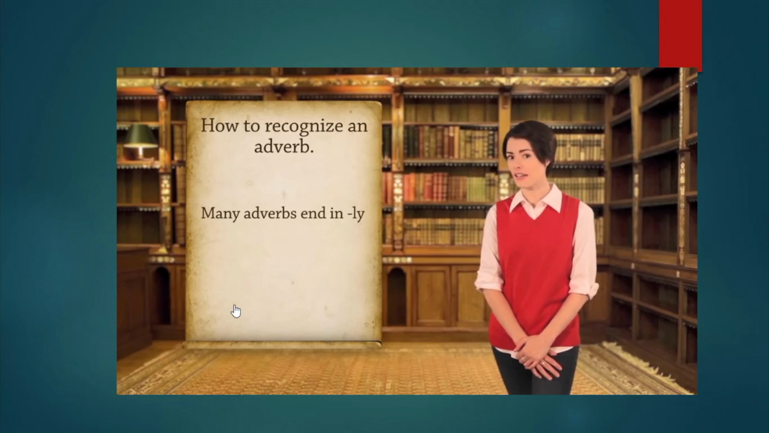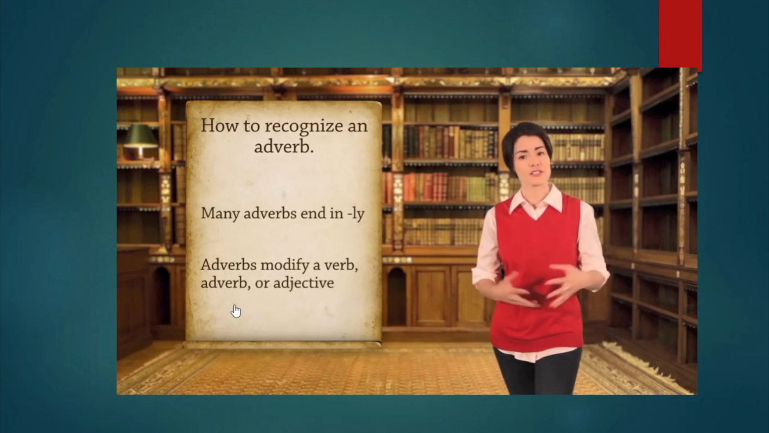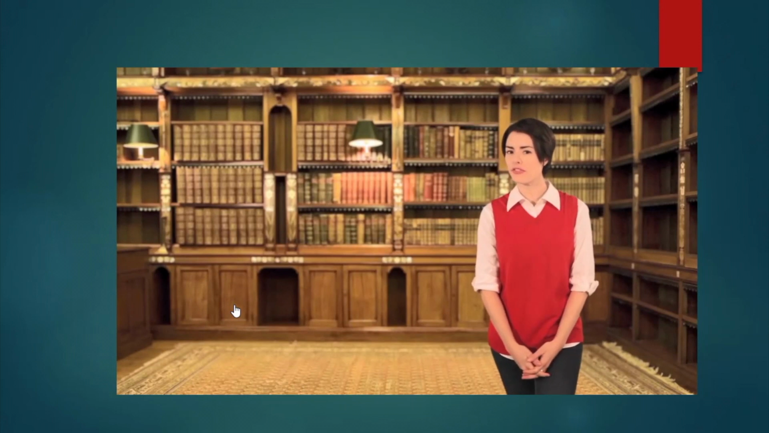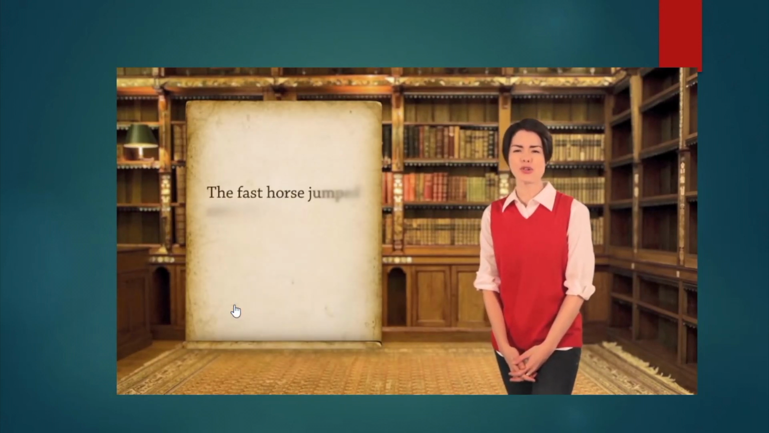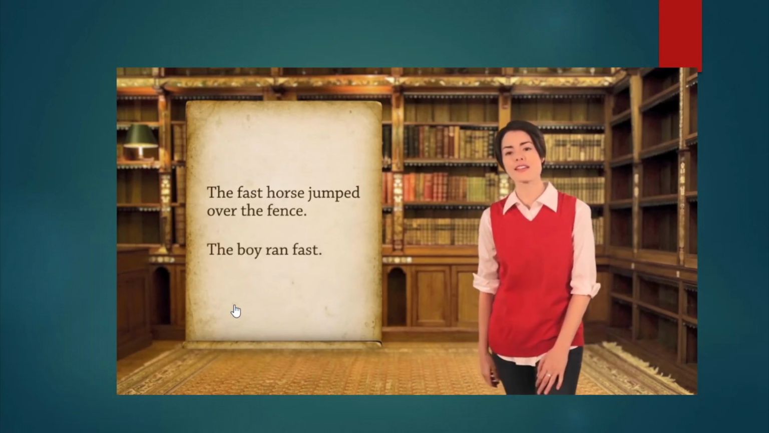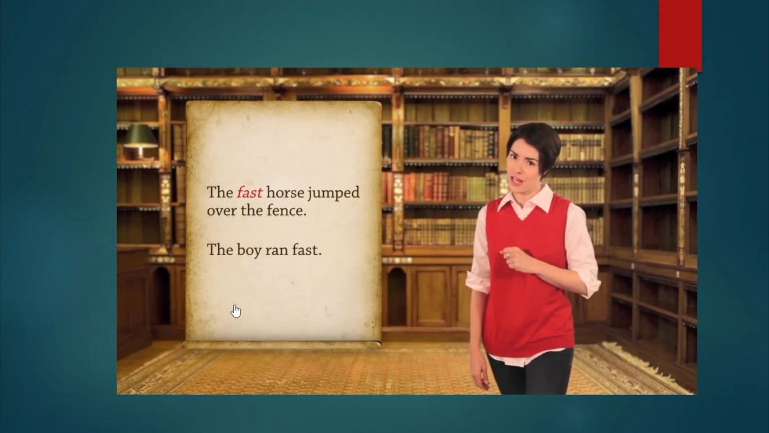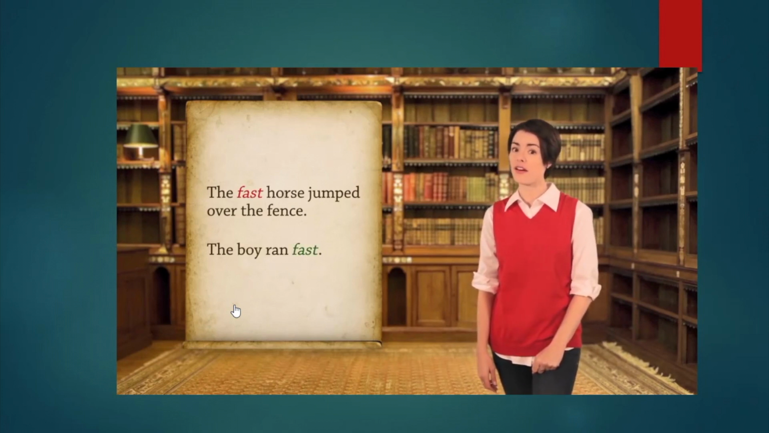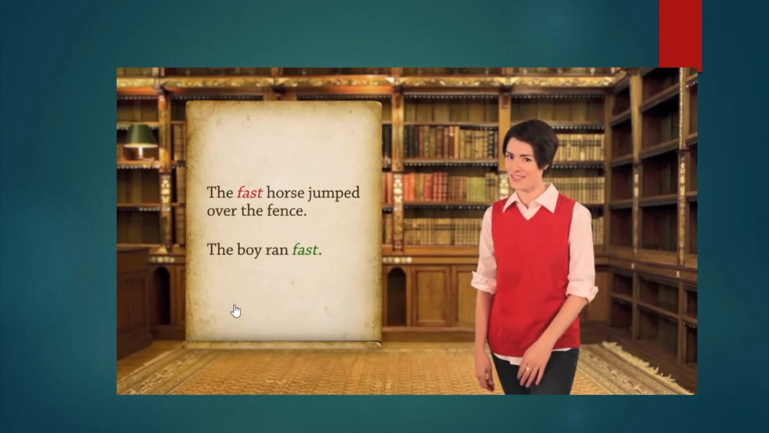The way to identify an adverb is to see that it's modifying a verb, adverb, or adjective. Don't be alarmed if you find a word that can act like both an adverb and an adjective. The fast horse jumped over the fence. The boy ran fast. In the first sentence, fast modifies a noun, horse, so it's acting as an adjective. But in the second sentence, fast modifies the verb ran, so it's acting as an adverb. Same word. It's all about the context.